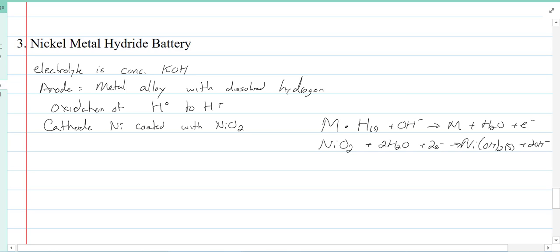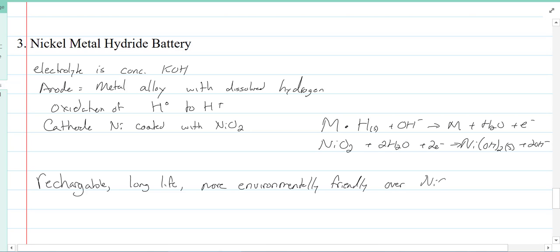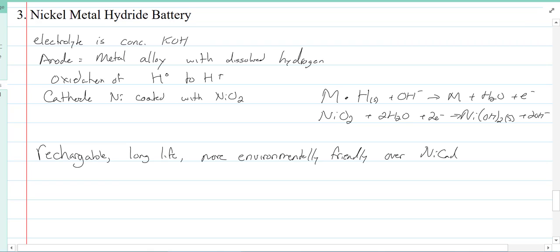We're going to talk about it a little bit. But with these nickel metal hydride batteries, they are rechargeable. They have long life. They're more environmentally friendly than nickel cadmium. And also there's a greater energy density, which is important.